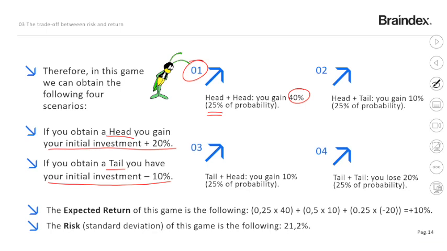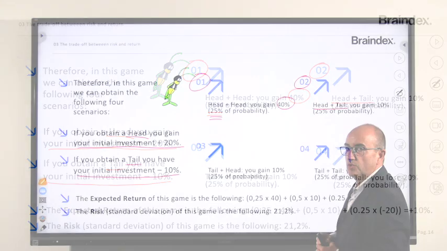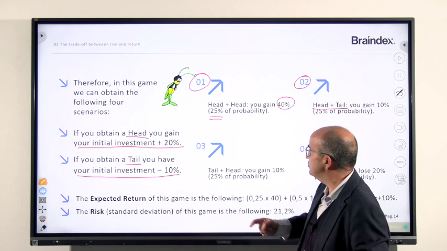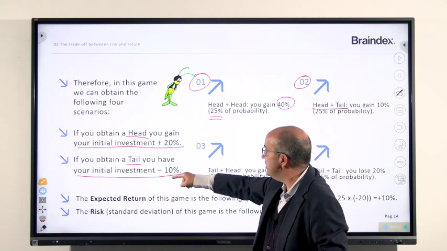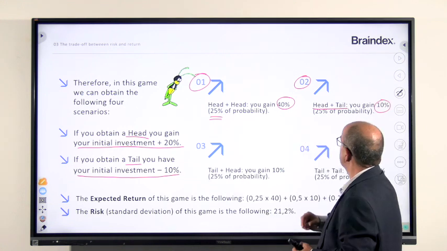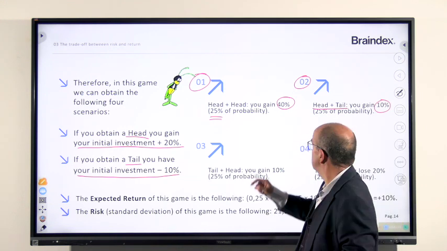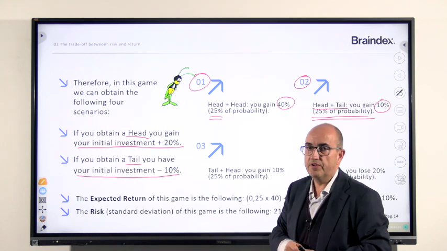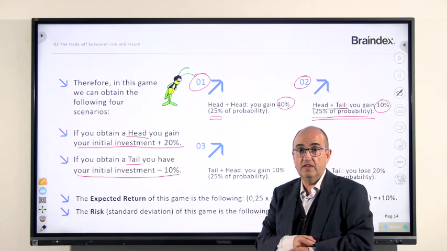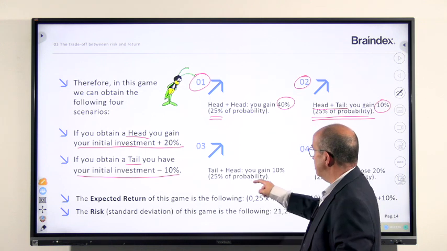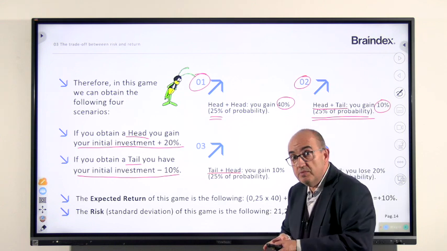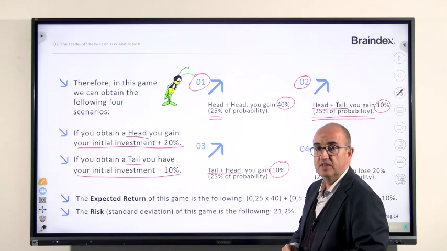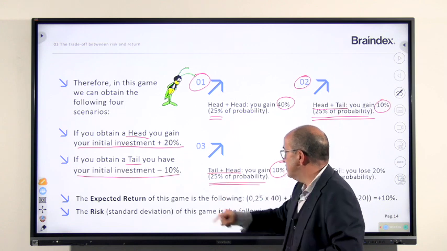The second possible scenario could be obtaining a head and a tail. You gain 10%. Why do you gain 10%? Because if you obtain 20% for head and a tail minus 10%, 20 minus 10, you obtain 10%. 25% of probabilities. The other possible scenario is the other way around, you could get a tail and a head. So you obtain minus 10% plus 20%, you obtain plus 10%. This is 25% of probabilities again.